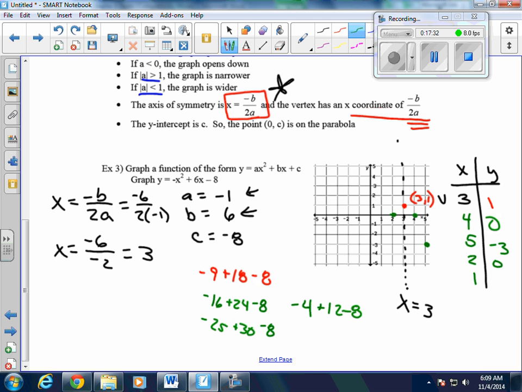And we're going to put in 1. It's going to give us negative 1 plus 6 minus 8. And that gives us negative 3. And there's our graph. Symmetrical about the axis of symmetry, which is x equals 3, and the vertex is the ordered pair 3, 1.